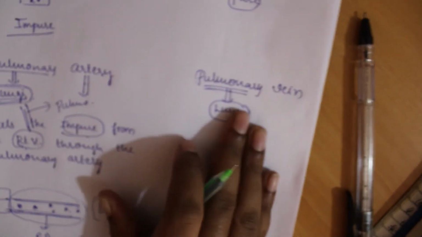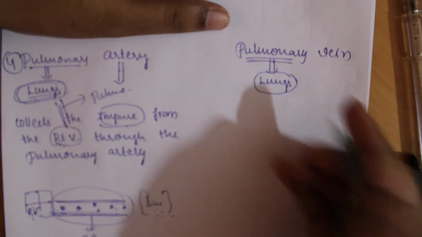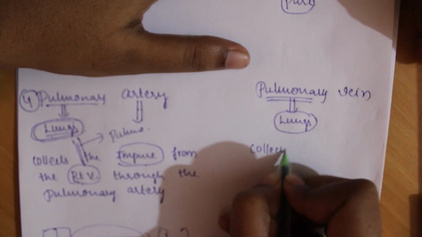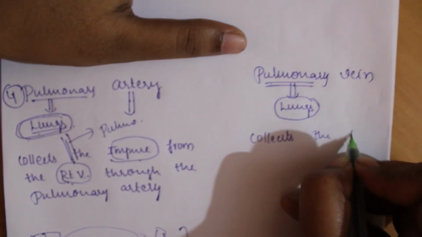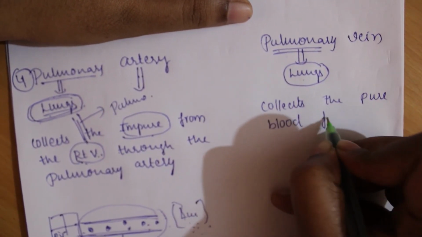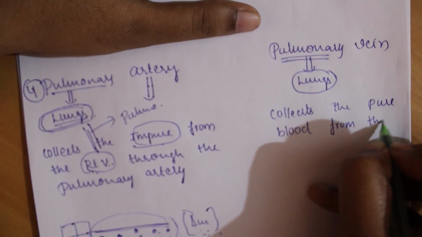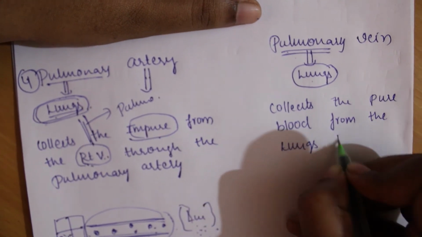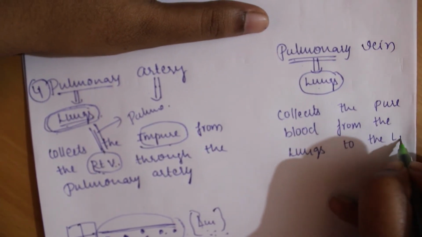Now move on to another one, that is the pulmonary vein. What is the main function of the pulmonary vein? It collects the pure blood or oxygenated blood from the lungs to the left auricle.